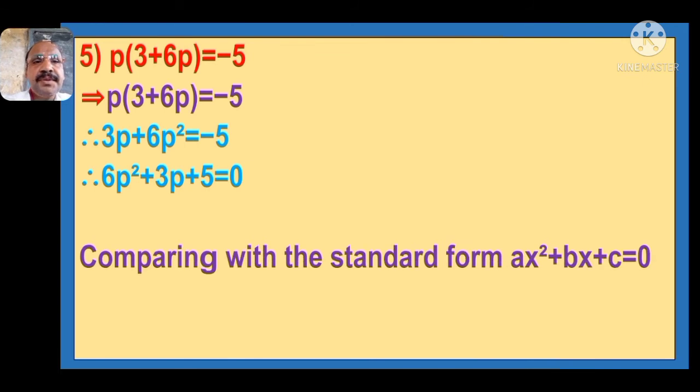Comparing with the standard form ax square plus bx plus c is equal to 0, we get a is equal to 6, b is equal to 3 and c is equal to 5.